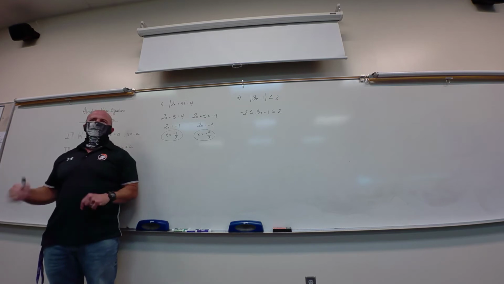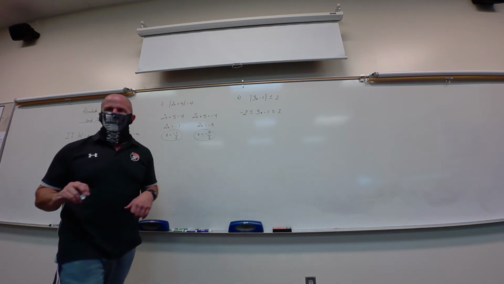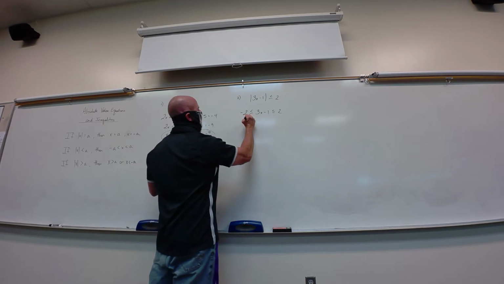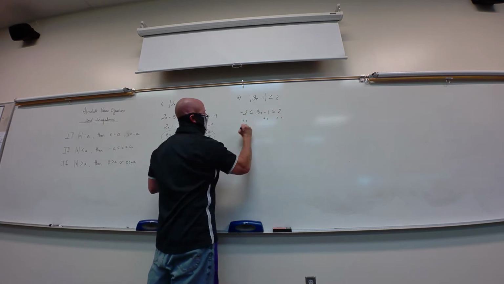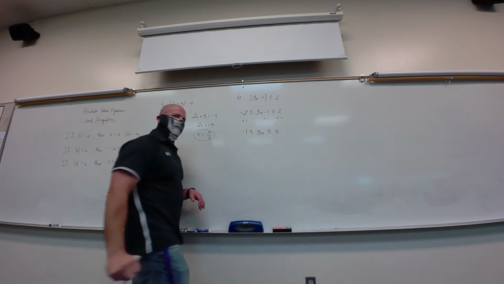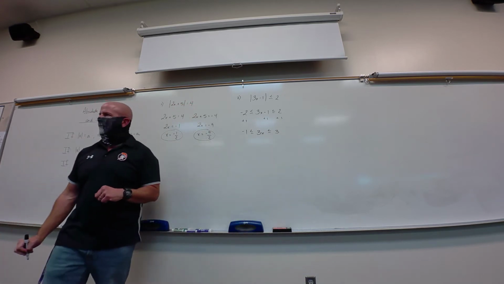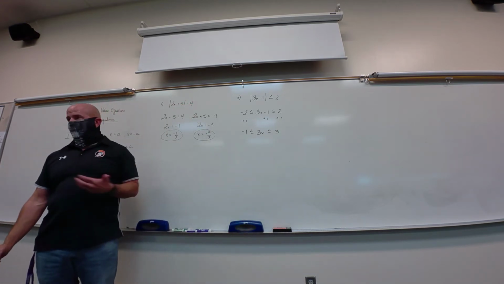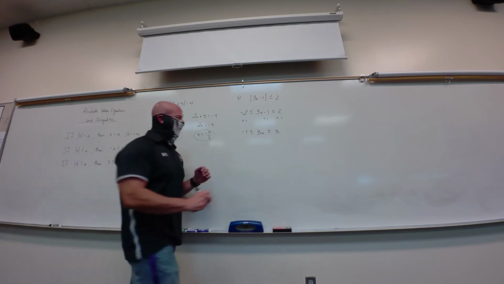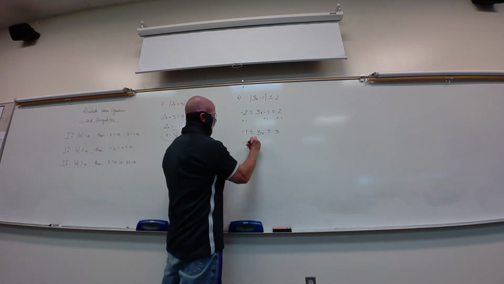Solving, we're back to doing what we did before. We're going to add the 1. We have negative 1 less than or equal to 3x less than or equal to 3. Then we're going to divide by 3 now. So negative 1/3 less than or equal to x less than or equal to 1.